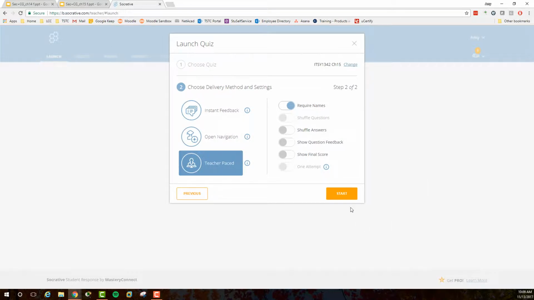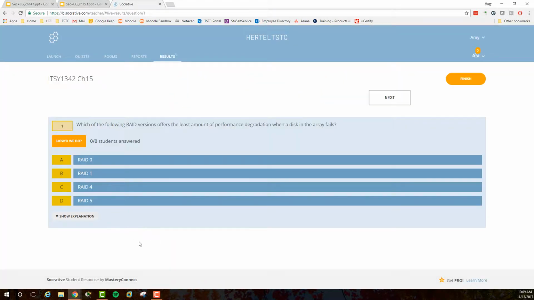So let's look through our chapter 15 Socrative quiz real quick. Which of the following RAID versions offers the least amount of performance degradation when a disk in the array fails? RAID 0, RAID 1, RAID 4, or RAID 5? All right, let's check out our answer here. That is RAID 1. So RAID 4 we don't really talk about. RAID 0 would definitely give the most amount of performance degradation because if we just stripe across multiple disks, if a disk fails, then we have no performance, right? Because all of our data is gone. So the correct answer would be RAID 1.